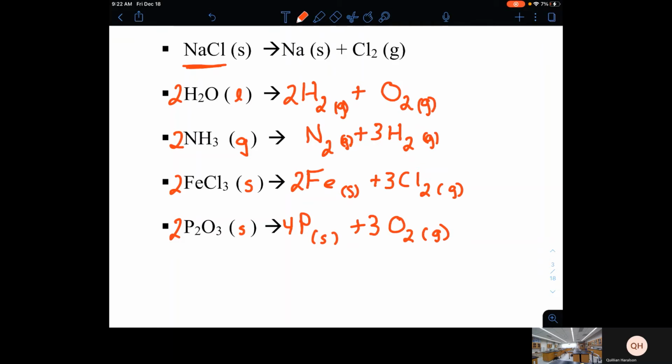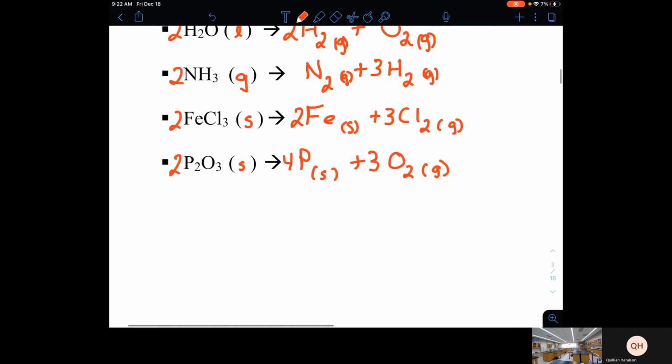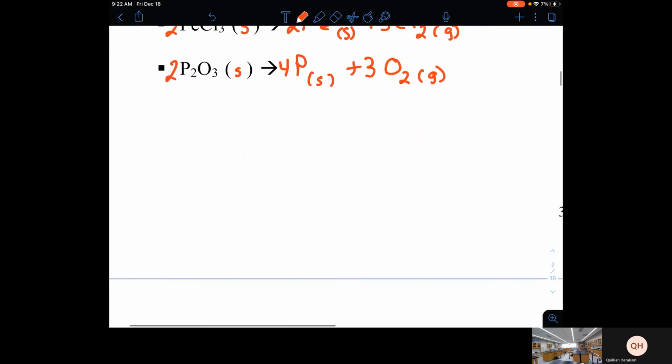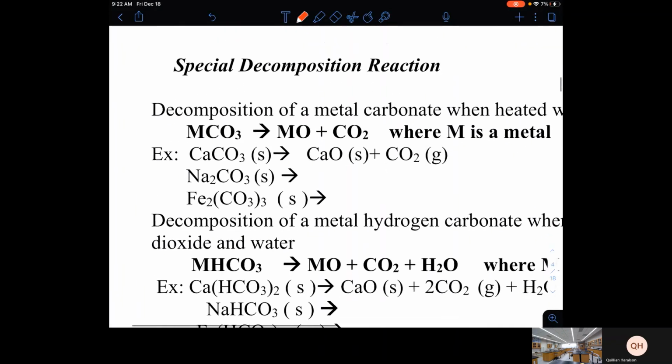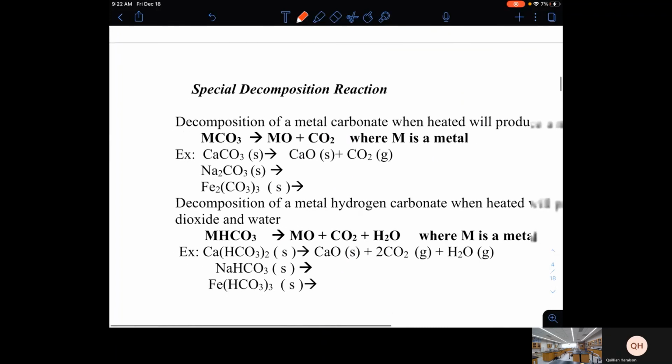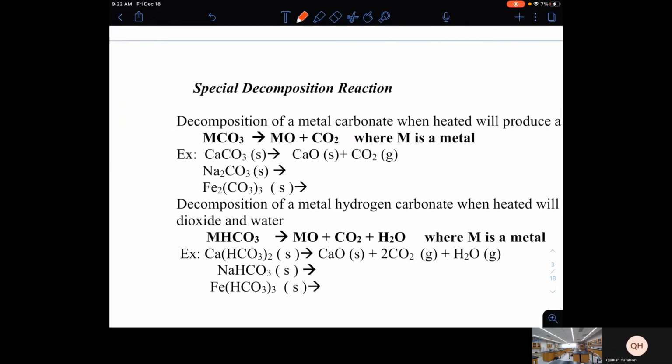Now, one of the things that we said is that there's also 2 special decomposition reactions. And if you remember, we said that these 2 are ones that you really have to commit to memory. There is a rhyme or reason for why it's occurring, but for this class, you just have to commit to memory what's actually taking place.